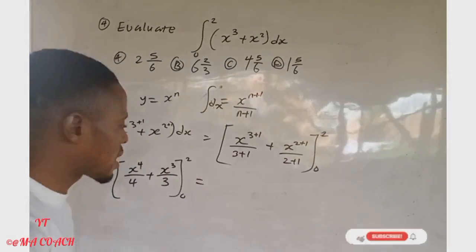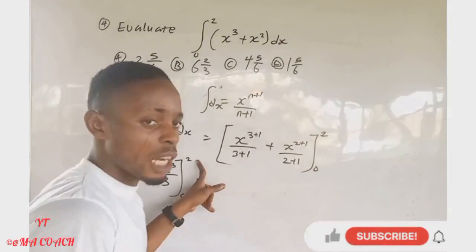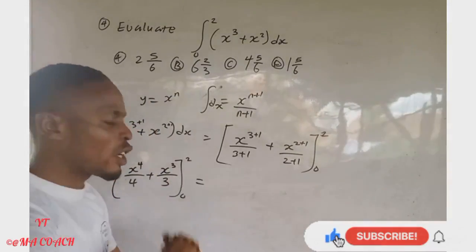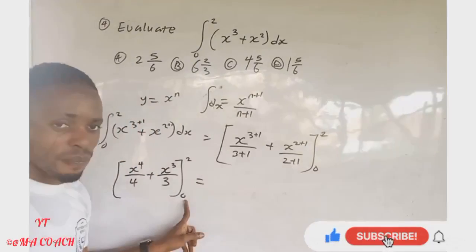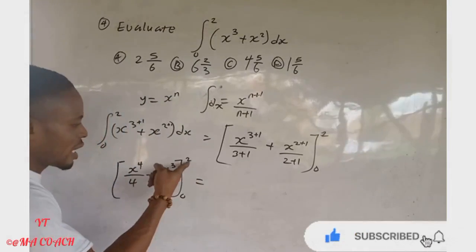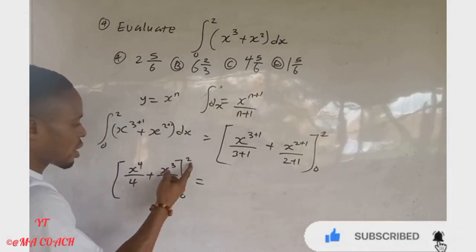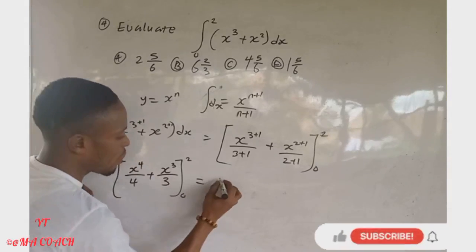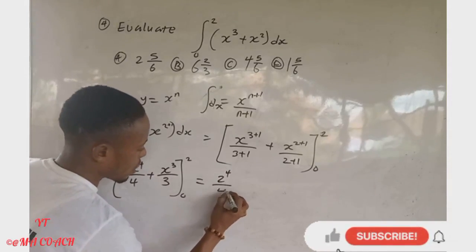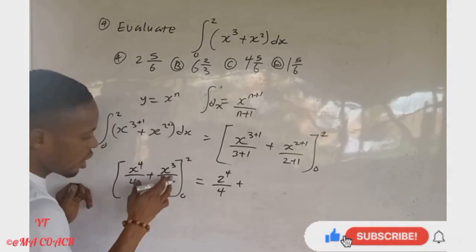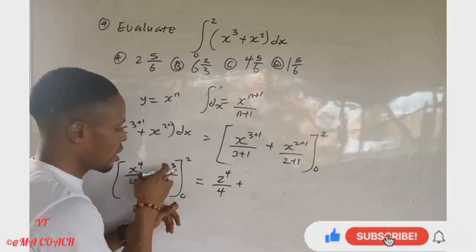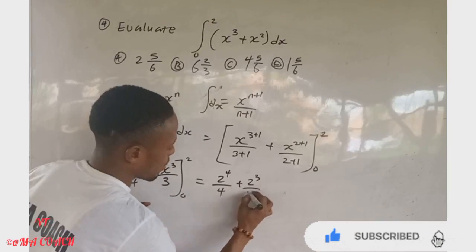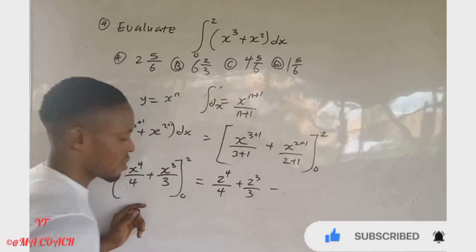First, when s is equal to 2, we replace s by 2: we have 2^4 divided by 4, plus 2^3 divided by 3, minus the value when s is equal to 0.